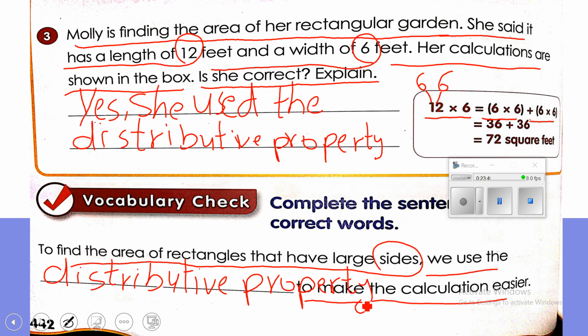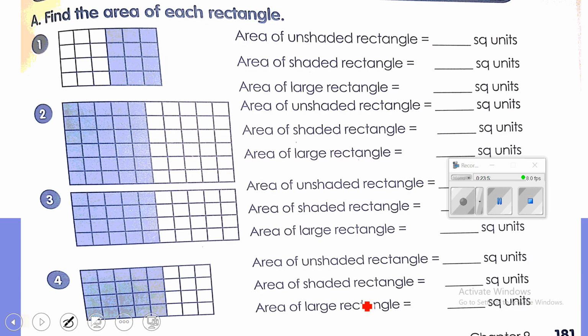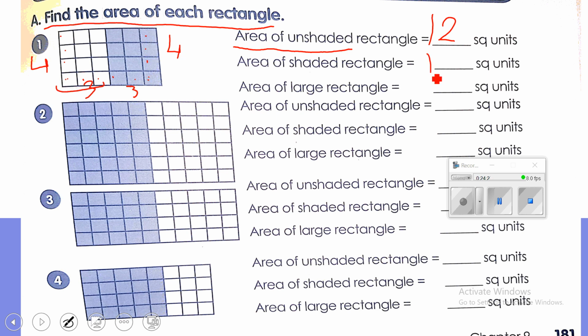And that's it. So let's put a review about your homework. Here is the first question. Find the area of each rectangle. Here is the area of the unshaded part, that means white. What's the area? So I count 1, 2, 3, 4 and 1, 2, 3. 4 multiplied by 3. Perfect, 12. And the shaded part, 1, 2, 3 and 1, 2, 3, 4. 3 multiplied by 4. Perfect, 12. So you have to do it the same.